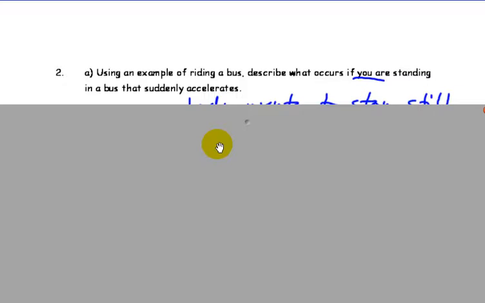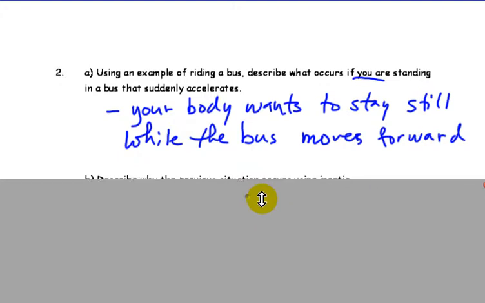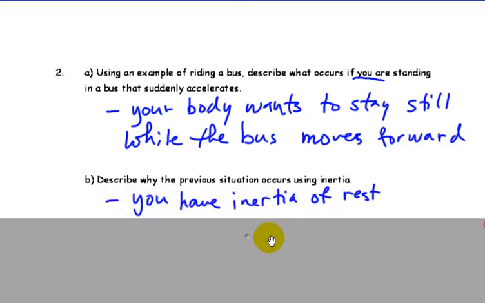sudden accelerates. So if you're at rest, you want to stay at rest, so you want to resist moving. So your body wants to stay still while the bus moves forward. So it appears that you're moving backwards even though you're staying in the same spot on the bus. Someone on the sidewalk would see you try to maintain a spot directly above the road where you were, and the bus is moving away from you. Someone on the bus, however, would see you moving backwards since they're moving along with the bus.